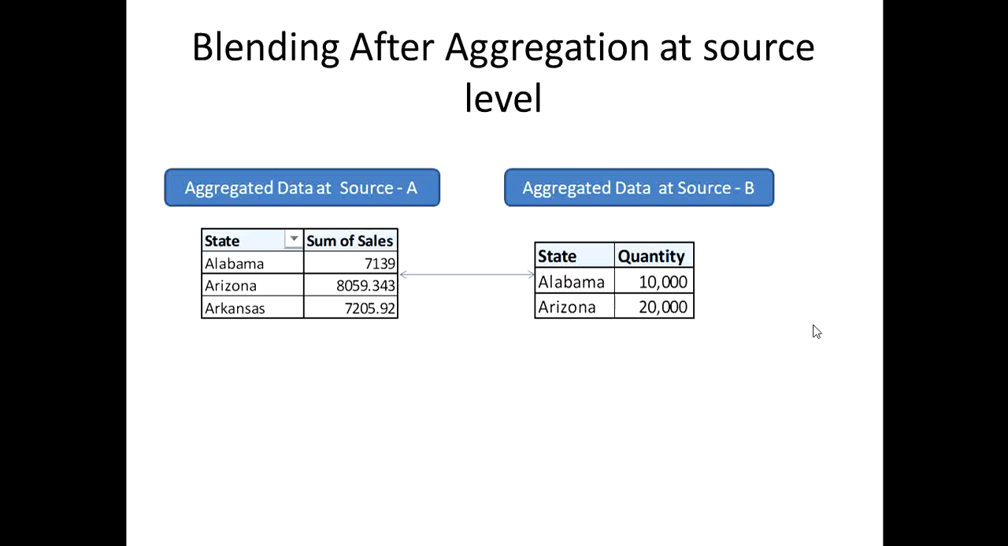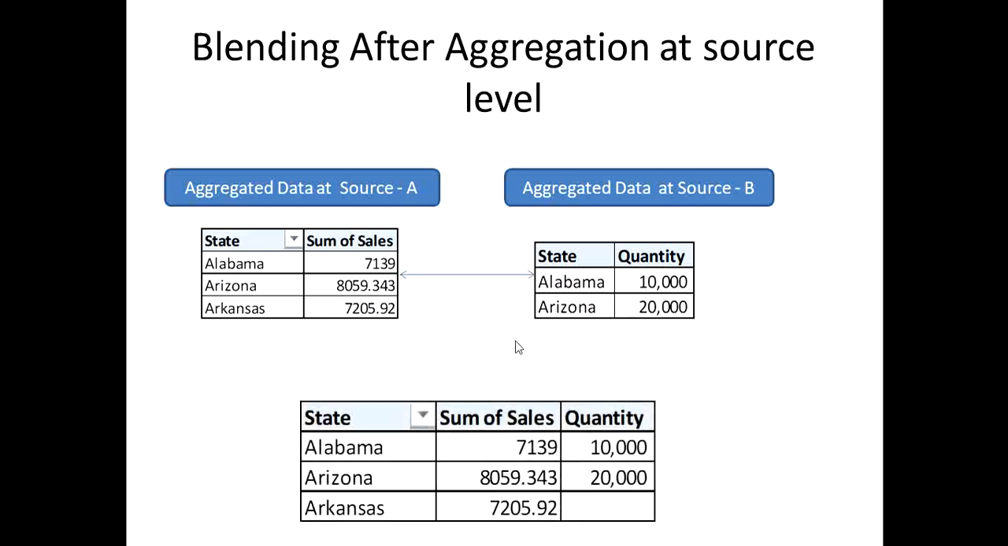It first aggregates the data at the very source level. After it gets aggregated data at source level A and aggregated data at source level B, now it does the joining. Now when it does the joining, for each of the states I'll be getting the correct quantity.